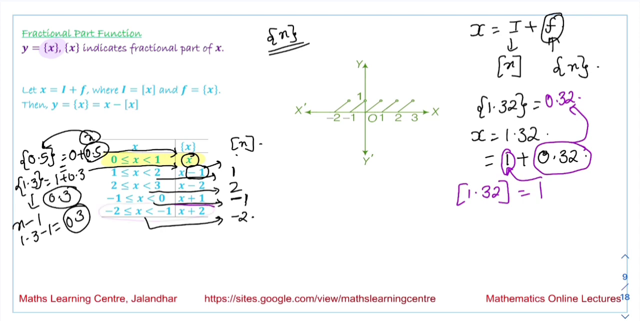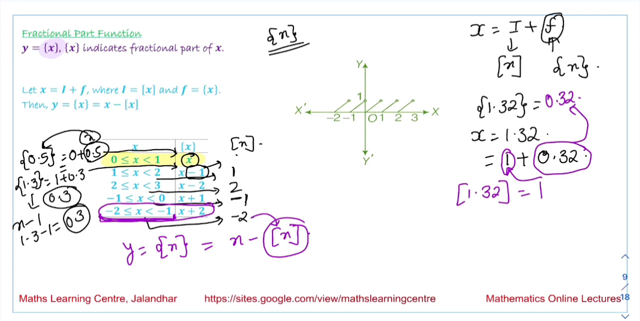Suppose I am talking about these values over here. The formula we have is y is equal to the fractional part of x, that is equal to x minus the greatest integer of x. So when x lies between these two values, the greatest integer value of x is minus 2. So the answer we are getting is x plus 2. The formula we are getting is x plus 2.